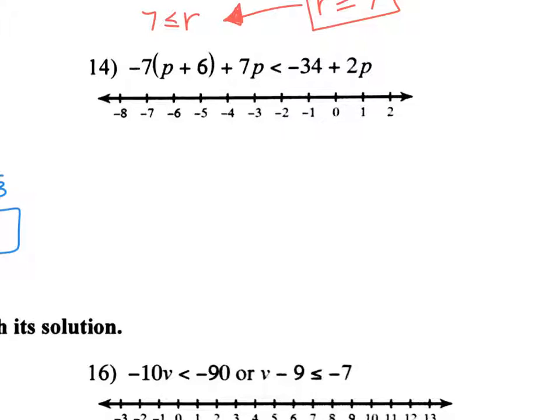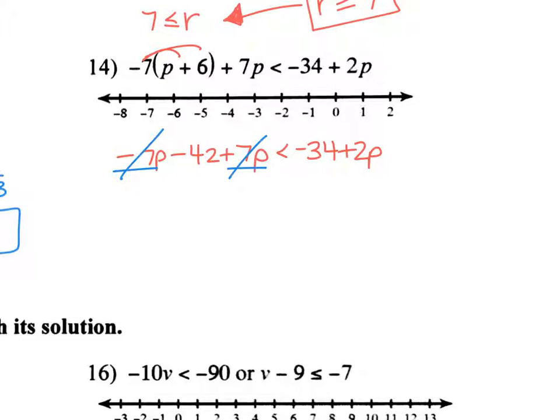All right, distribute again. So I'm going to have negative 7p minus 42 plus 7p less than negative 34 plus 2p. All right, combining our like terms, you should see that these things cancel. So I've got negative 42 is less than negative 34 plus 2p. Add 34 to both sides. All right, that's going to give me negative 8 less than 2p.